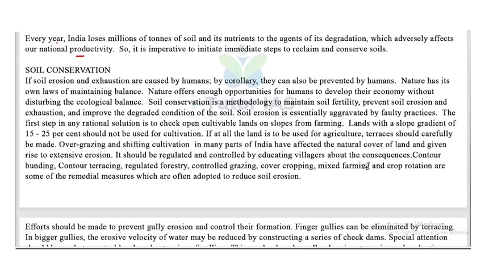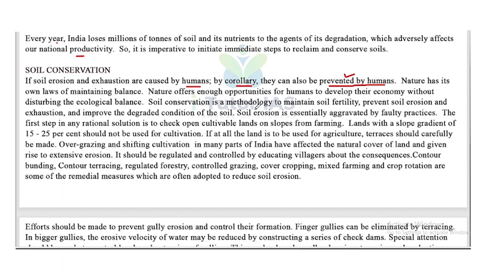So, now let's check what is soil conservation. If soil erosion and exhaustion are caused by humans, by corollary, they can also be prevented by humans. Okay, so soil losses or soil erosion can be prevented by humans. Nature has its own laws of maintaining balance. Nature offers enough opportunities for humans to develop their economy without disturbing the ecological balance.